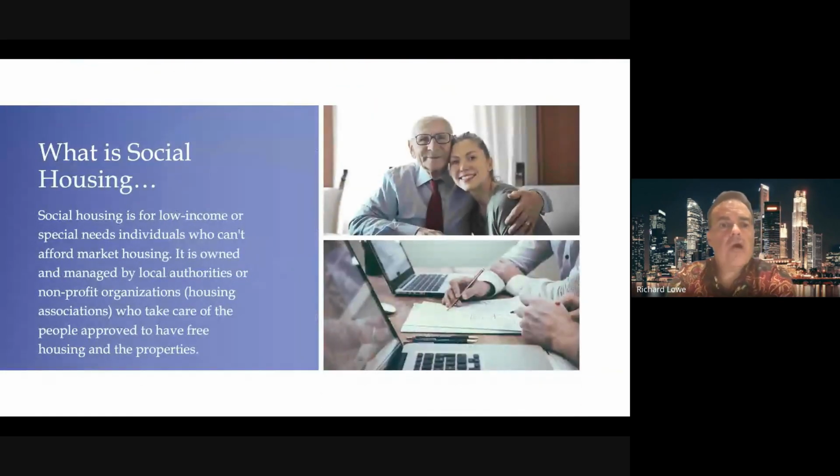So again, what is social housing? Social housing is for low income or special needs individuals who can't afford market housing. It is owned and managed by local authorities or non-profit organizations known as housing associations. Now, for those of you who are not familiar with the terminology of a local authority, that's like a local government, or in Singapore jargon, it's a bit like a town council. So the housing association will also take care of the people approved to have the free housing, and they will then take care of the actual property on a day-to-day basis and manage that property on your behalf.